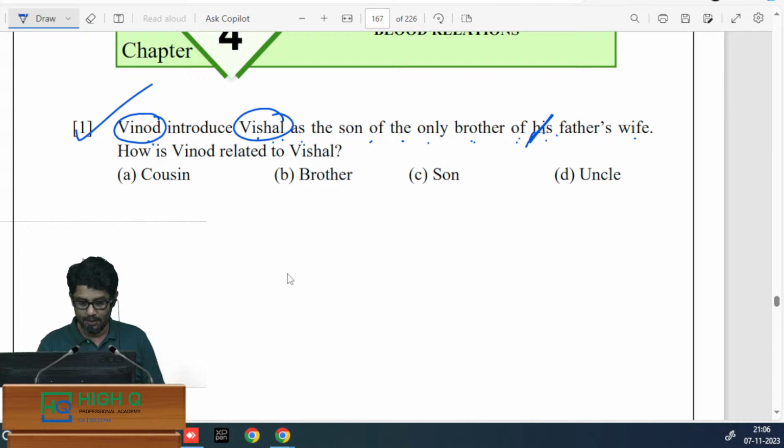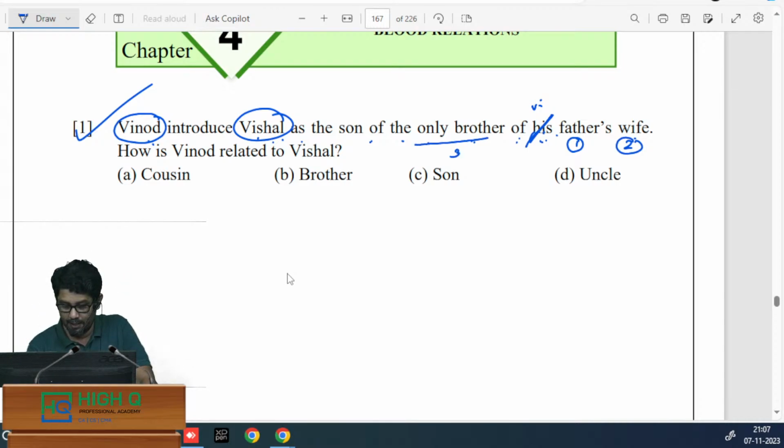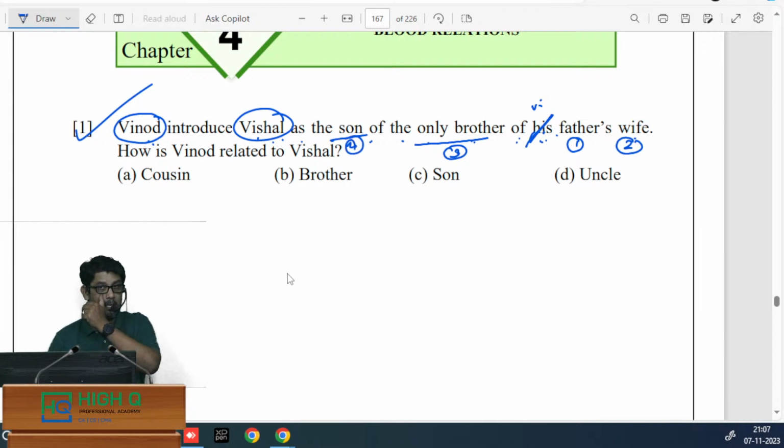Who is this? This is Vinod. From Vinod's point of view, this conversation is happening. Now, right hand side: father, wife, second blood relation. Now come to left hand side: only brother, third blood relation. Son is the fourth blood relation. Am I right, my dear? So this is what we need to understand. First, Vinod.